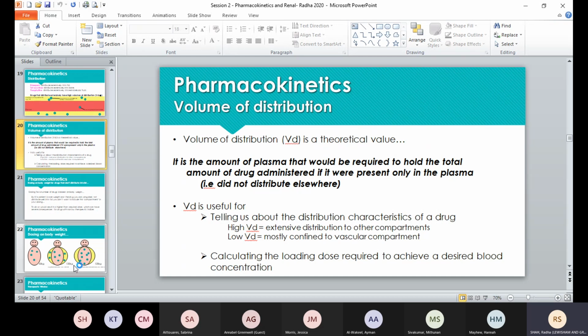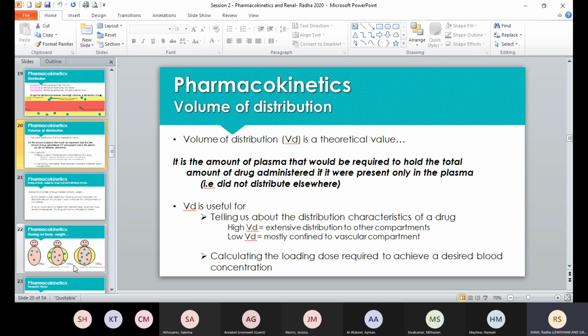The volume of distribution that I've been talking about is a theoretical value. It's the amount of plasma that would be required to hold the total amount of drug administered if it were present only in the plasma. So basically, if it didn't distribute anywhere else in the body, it only stayed in the plasma.